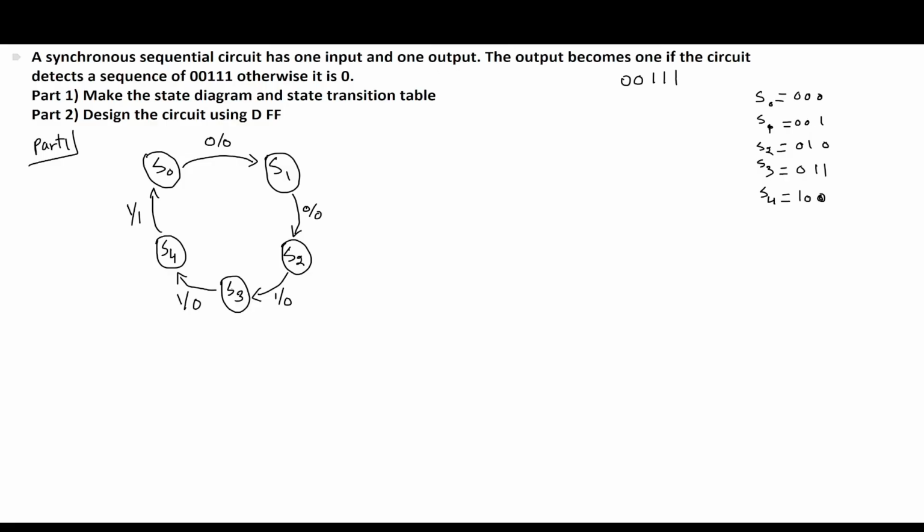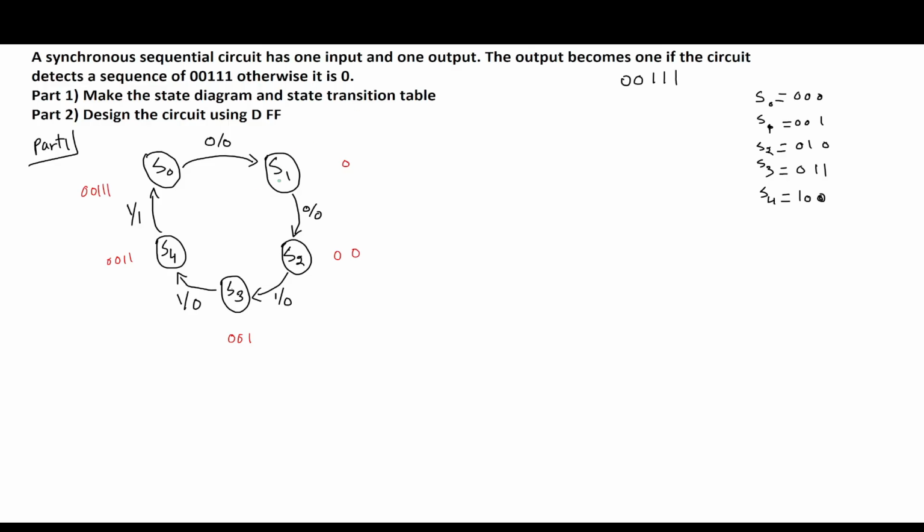So here, at S1, we enter the first 0. At S2, we enter the second 0, so 0, 0. At S3, we entered 1 bit, so that's 0, 0, 1. At S4, we entered another 1, so that's 0, 0, 1, 1. And then from S4, we entered another 1, so that completed our sequence, 0, 0, 1, 1, 1. The output is 1, and then we started over.